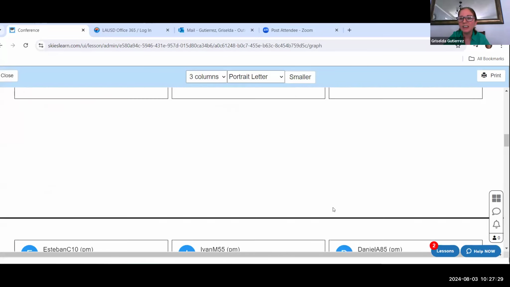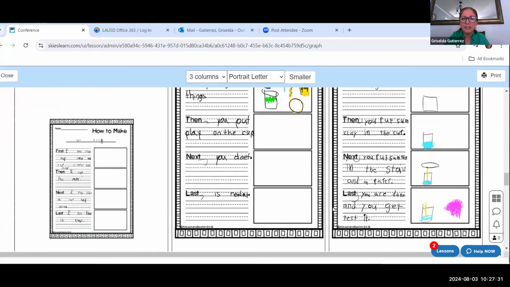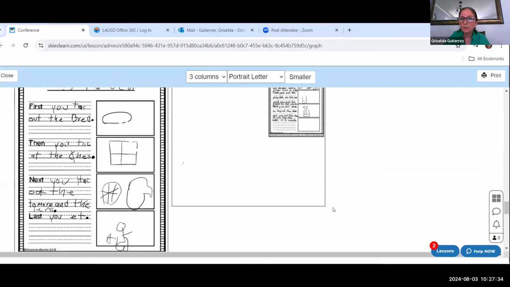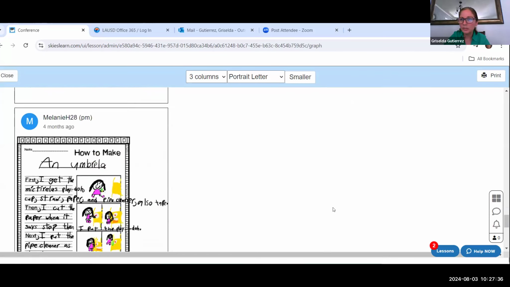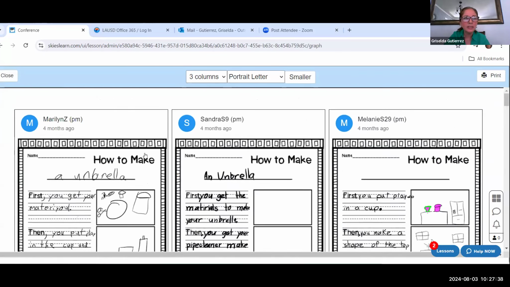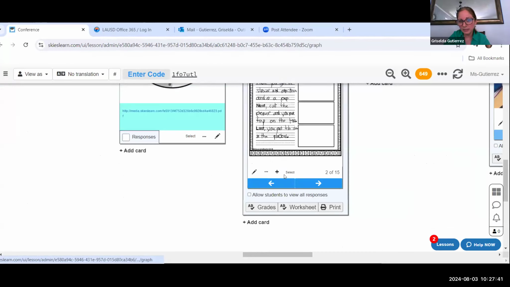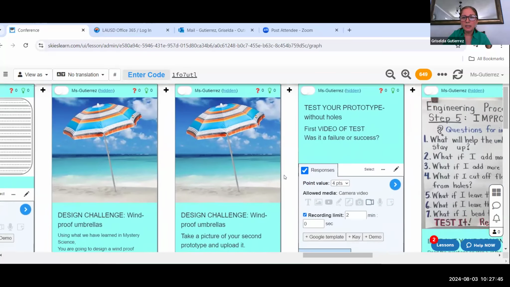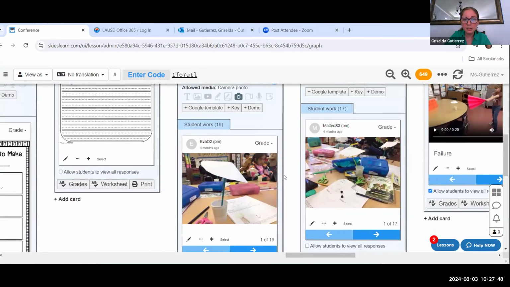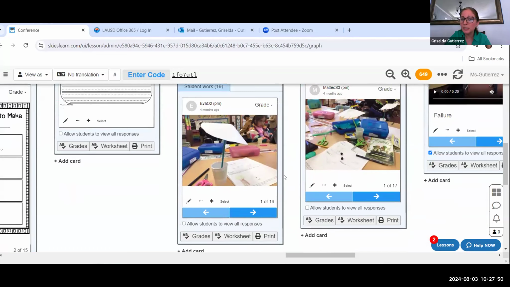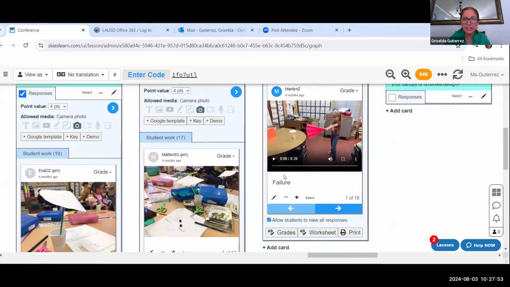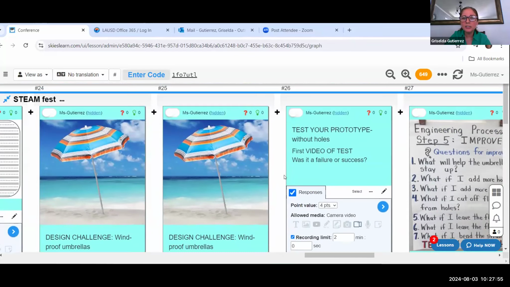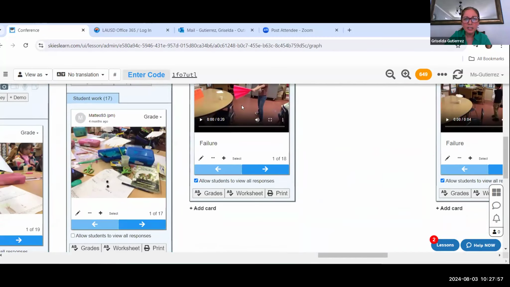And as you can notice, not all of them finished every activity, but it's still useful for me, even during parent conferences, to pull up stuff. The portfolio feature is great because everything's there. So the kids explain how they made their umbrella. Here they recorded themselves, or they took pictures of their design plan, of their designs. And in the end, we got to test our prototype. And so there were a lot of failures, which is good because we learn from our failures.